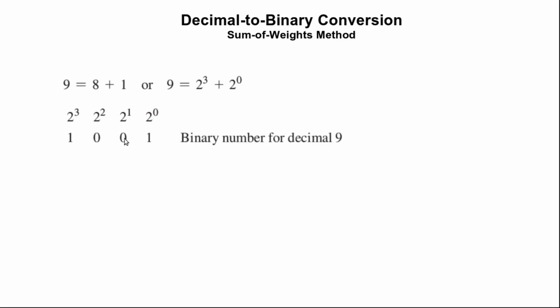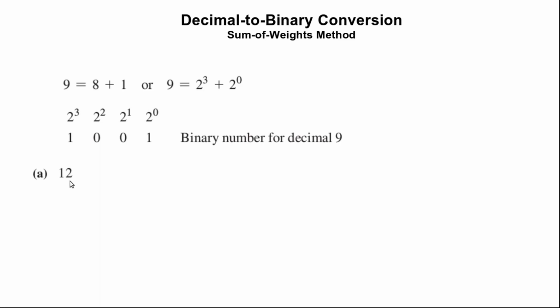Again, why did I write 1001? I write 1 because 2 to the power 3 is present, so for this position I will write 1. 2 to the power 2 is not present here, so I will write 0 for that position. 2 to the power 1 is not present here in the sum, so for that position I will write 0. 2 to the power 0 is present here, so for that position I will write 1. Hence, I can express the decimal number 9 in binary as the binary number 1001. I hope this is clear. Let us look at some more examples.